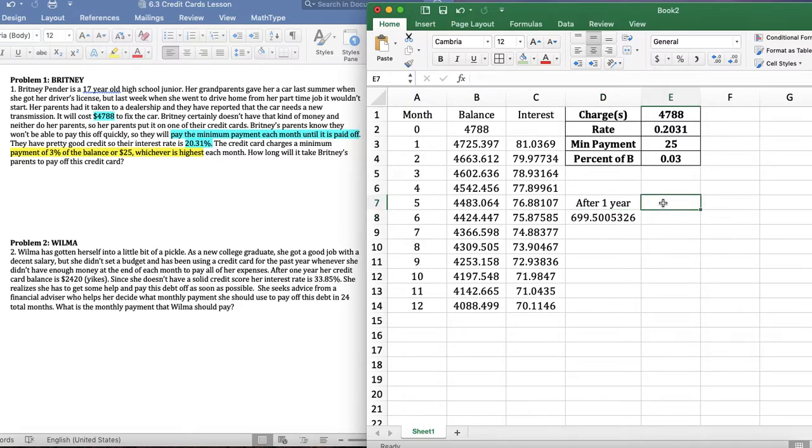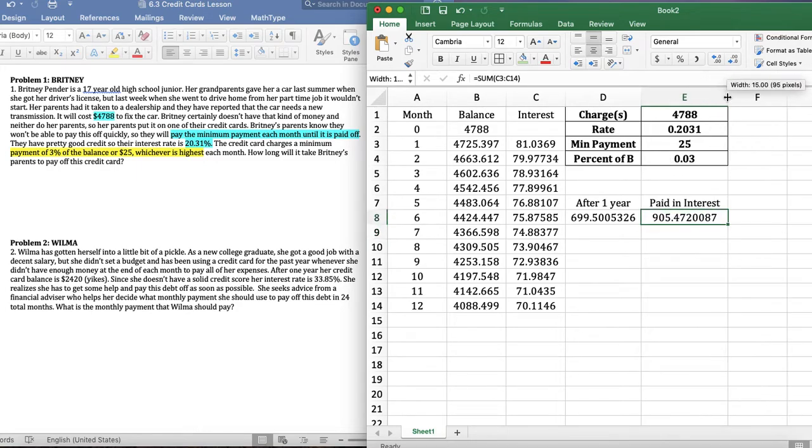Let's see how much they've paid in interest. Let's sum up all these numbers. All right, so after 1 year, a little less than $700 coming off of the balance, but they've paid $905 in interest. That is just crazy. So total, the dollars that have come out of their pocket after 1 year is the sum of these two numbers. They've paid $1,604.97, and $700 has come off the balance.